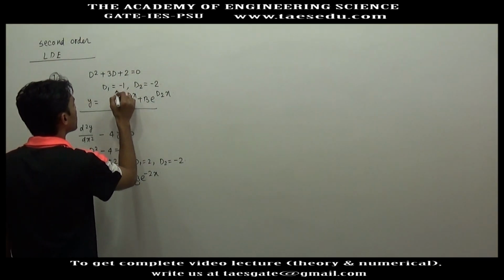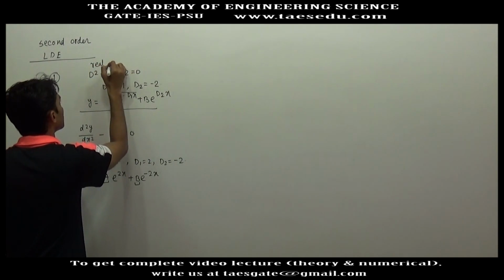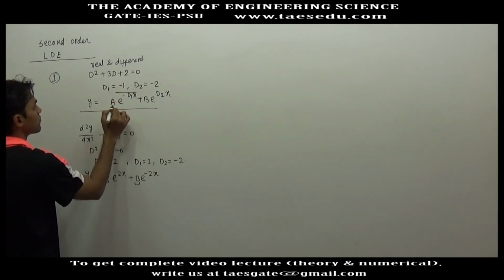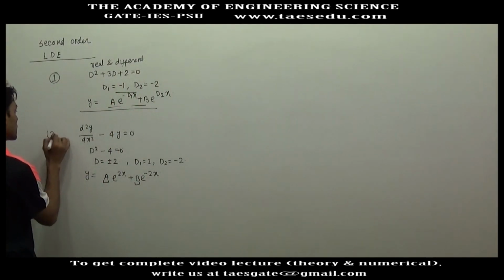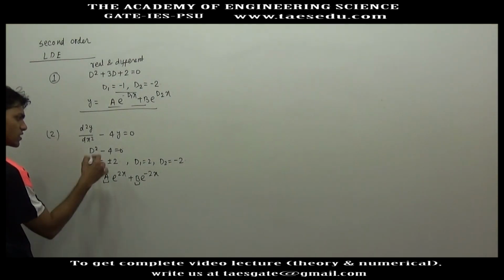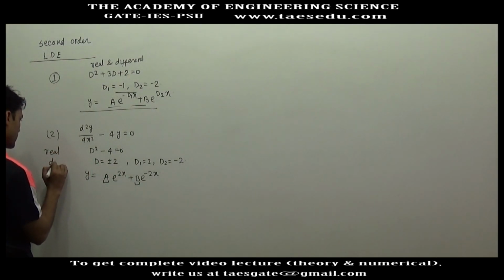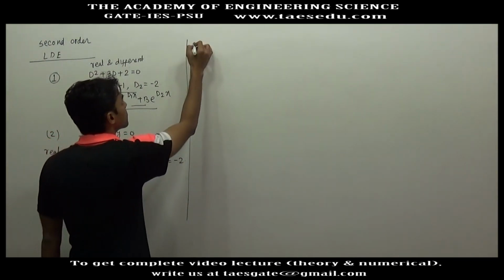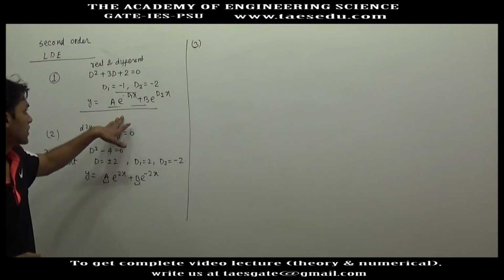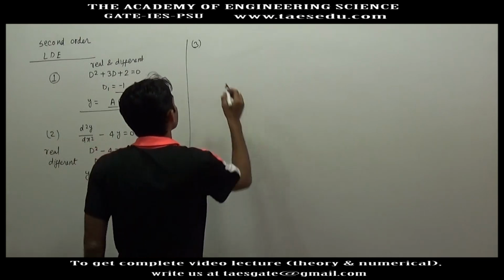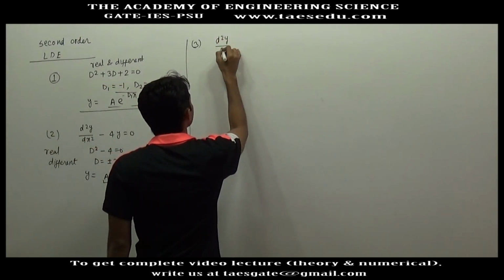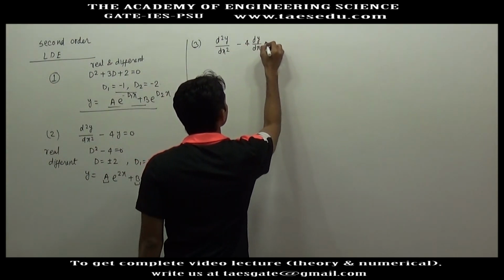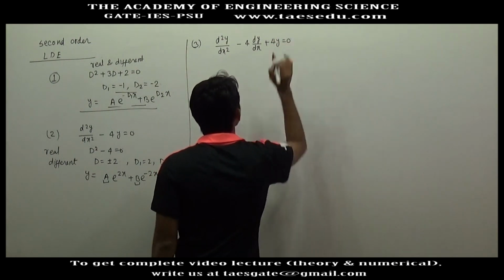D was real and different, and we use the same formula. This is applicable. In the second case we have, this is also the same case, real and different. Now in the third case I am going to take an example in which the solution of D is real and same. Suppose we have d2y by dx square minus 4 dy by dx plus 4y equal to 0.